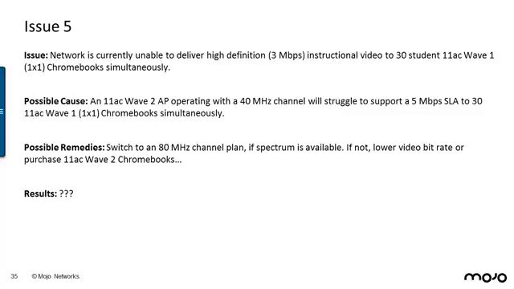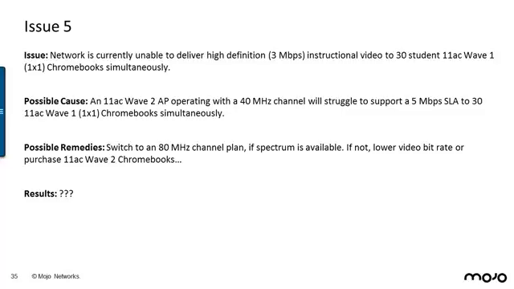So supporting 30 students at a 3 meg SLA on 40 megahertz actually is very, very challenging. And I do a lot of competitive performance testing, of course, and I have for many years, and I haven't seen APs do a good job of that, right? So what you usually have to do is have more capacity because you're not going to get perfect throughput fairness to support this 3 megabits per second SLA per laptop. So the remedy would be maybe to switch to an 80 megahertz channel plan if the spectrum's available.